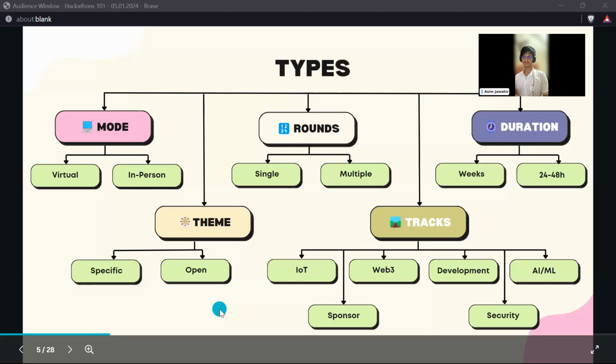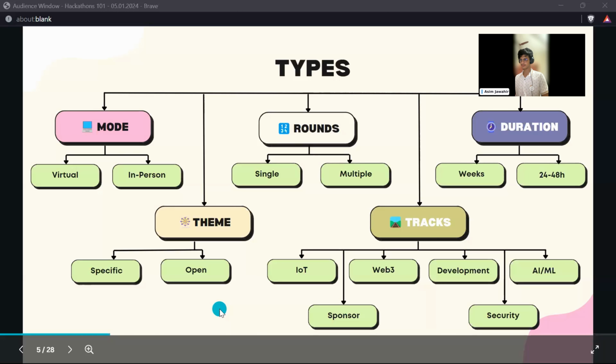There are also a lot of sponsor tracks. A lot of cool companies have built new projects and they would want you to test them out, and for that they give you bounties. If you build a really cool project which includes their product, they will give you prizes. So there are a bunch of sponsor tracks as well.